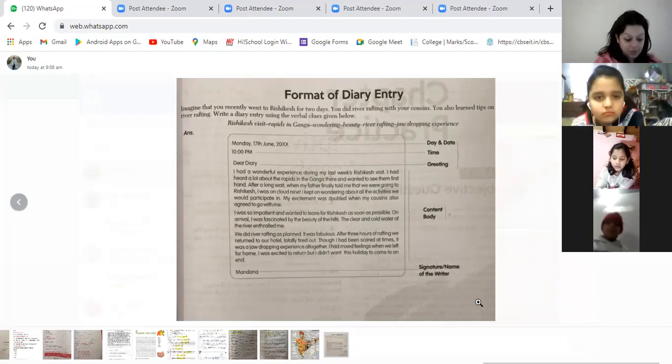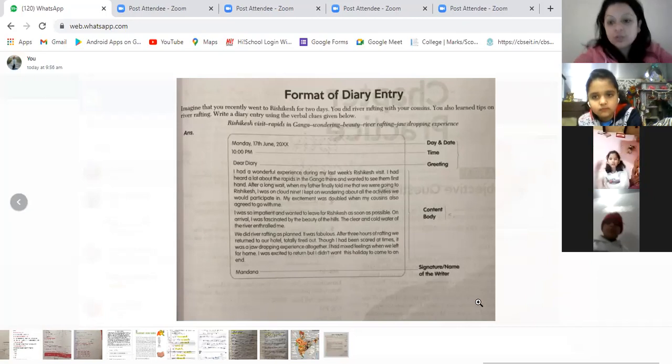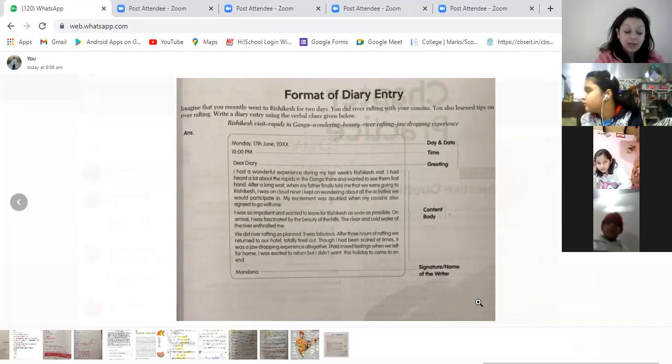Okay, those who have written, just pay attention to a few points. How a diary entry is done. It is written in formal and creative language, but still it follows a particular format. So the format has been given to you. It has been shown to you in which format you're going to write your diary.